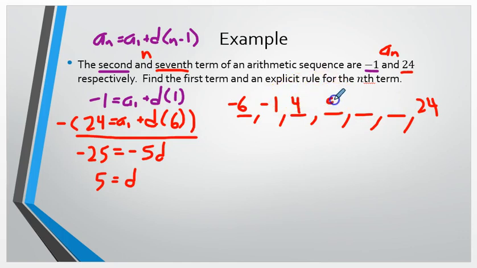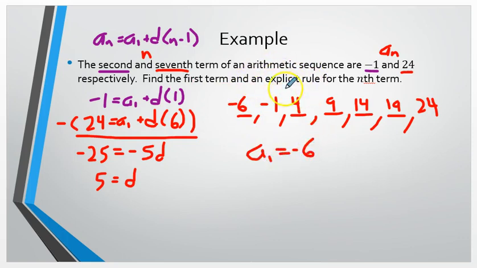Add 5, so that would be 9. Add 5, that would be 14. Add 5, that would be 19. So now I have all the terms in the sequence. Now they specifically just wanted to know the first term in the sequence, which I listed here. A sub 1 is equal to negative 6.